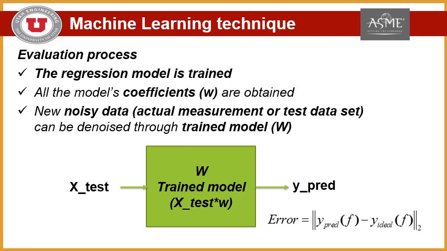By having all of those coefficients, we can predict the ZL from any new noisy dataset. A new noisy dataset can contain actual measurements or a test dataset. Here we are using a test dataset, and in the regression model we multiply those coefficients by the test dataset, and after that we can predict the ZL. For evaluating the performance of the regression model, we can use this formula to calculate the error.